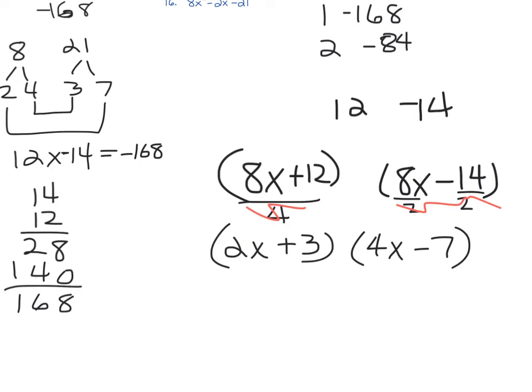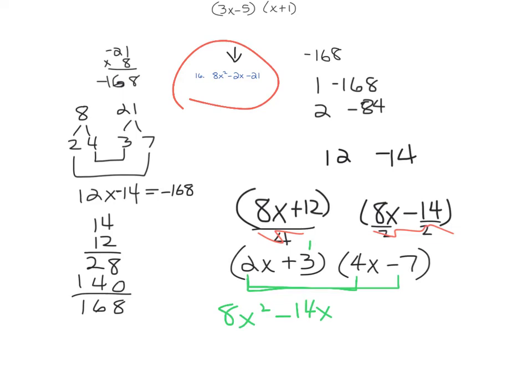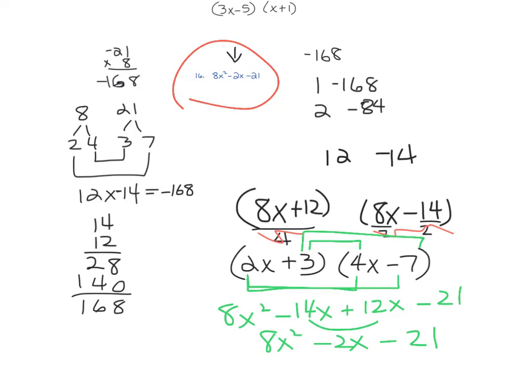So let's FOIL it. Let's double check that it does go back to this thing. So if I FOIL, I get 8x squared, negative 14x, positive 12x, and then negative 21. When I group the middles, I did get what I needed, so I picked the correct factors. So 2x plus 3 and 4x minus 7. It worked.